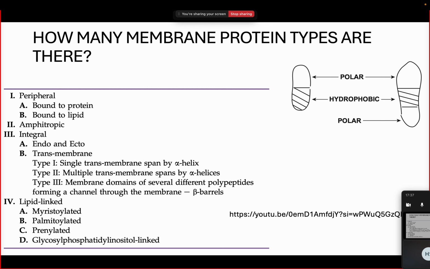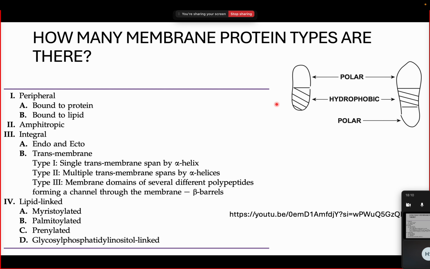So how many membrane protein types are there? We just studied that there are membrane proteins, right? There are different types of protein, and there are different structures associated with them. We haven't discussed the structures till now. We are only discussing the membrane protein. So how many different types of membrane proteins are there? If we look at the broad classification, they are four groups: first is peripheral protein, then amphitropic protein, integral protein, and then lipid-linked protein.